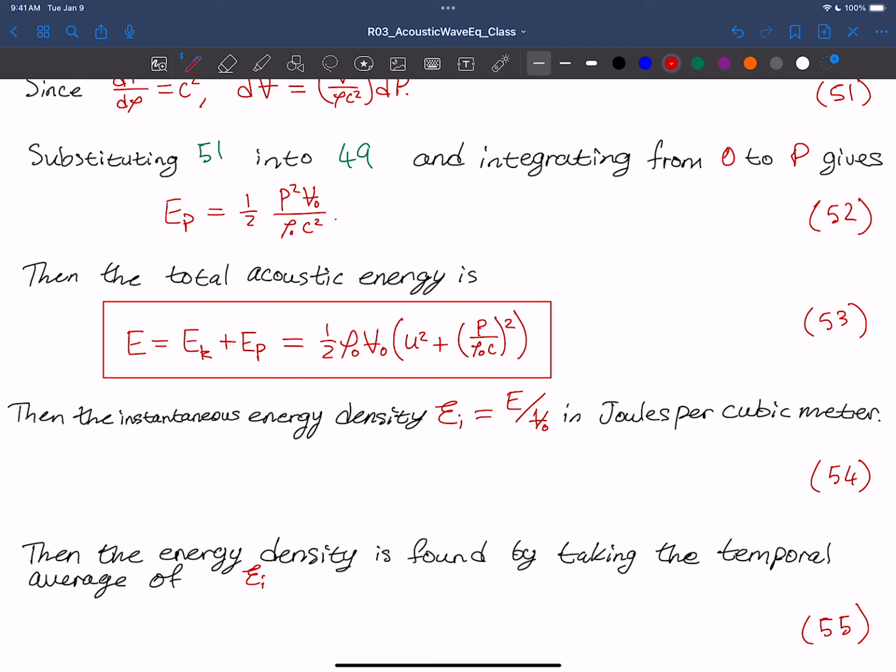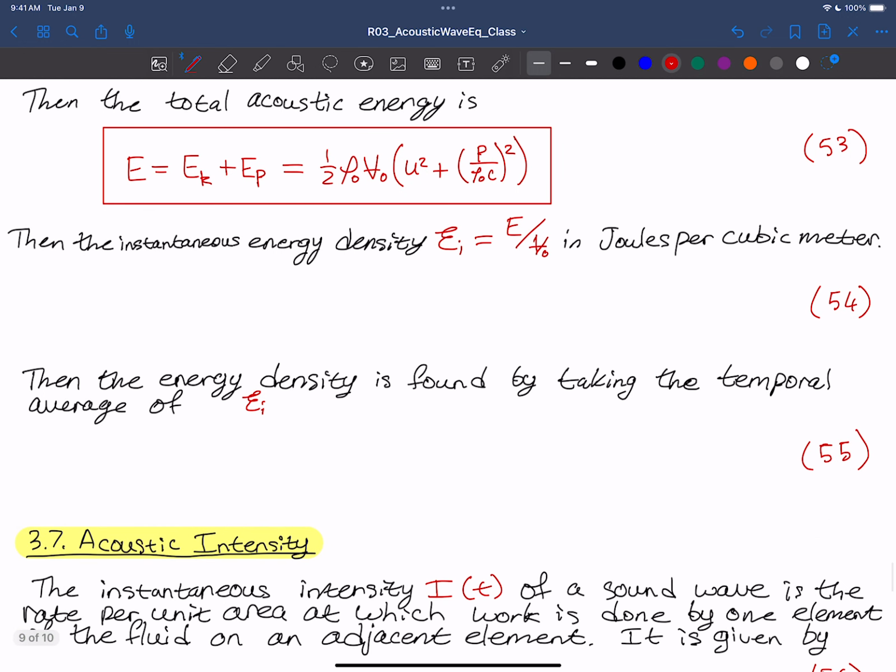So then the instantaneous energy density can be written, using the script E, as being equal to E divided by V0, and this has units of joules per cubic meter. So the script E, with the I being instantaneous, is now a function of time, and is equal to 1/2 rho 0 times the quantity U squared plus the quantity P over rho 0 c, quantity squared. And that's our instantaneous energy density.